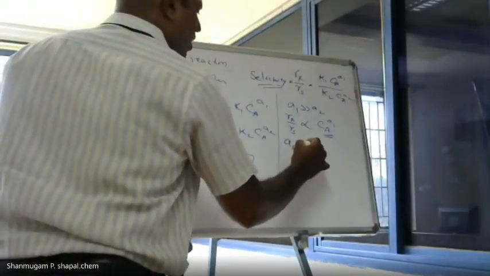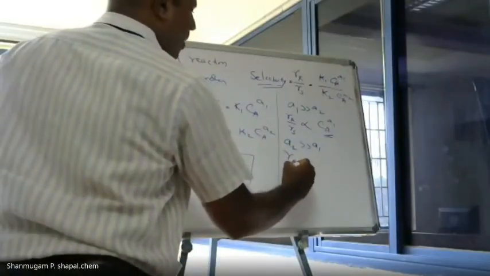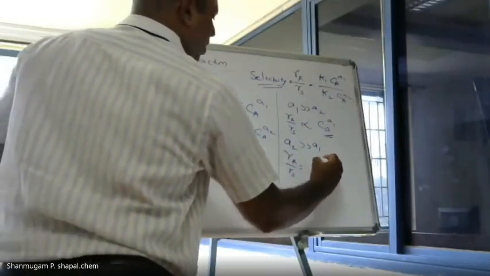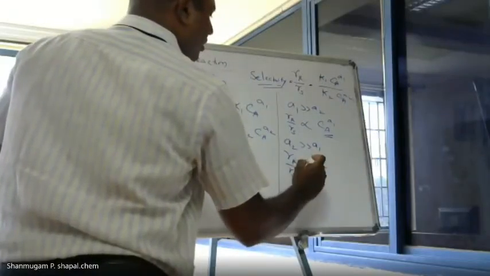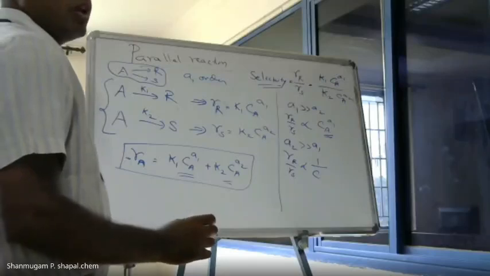If A2 is greater than A1, what will happen? RR by RS is not equal to, it is proportional to Ca.